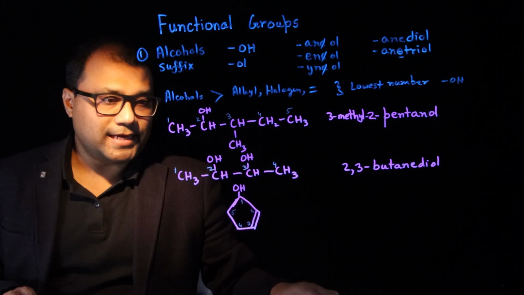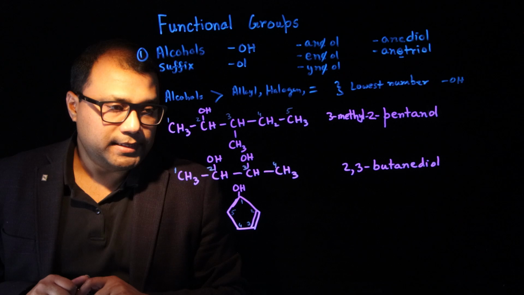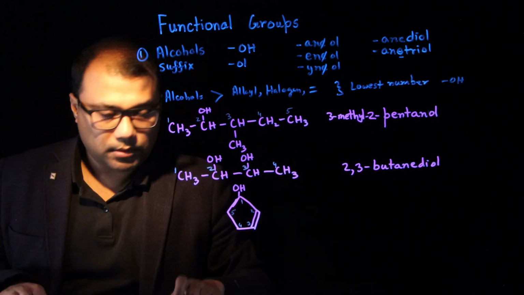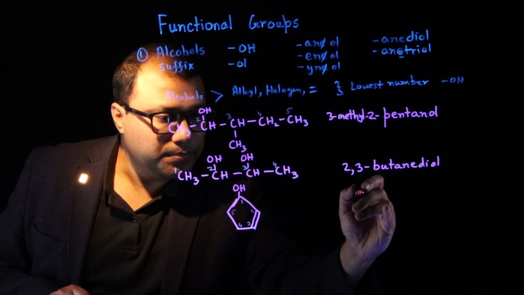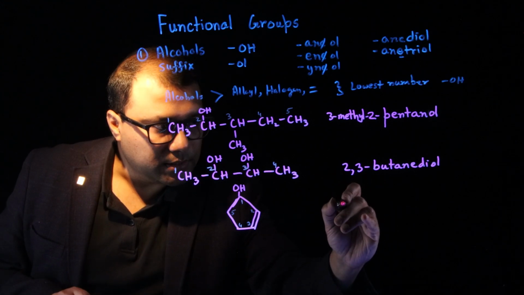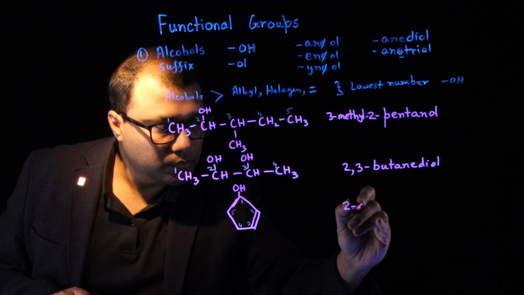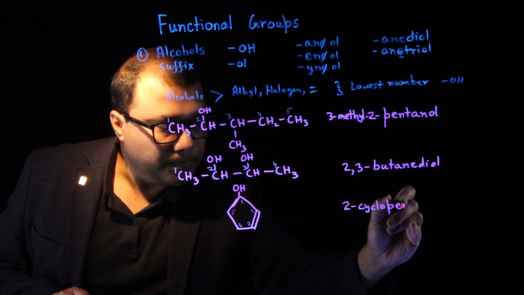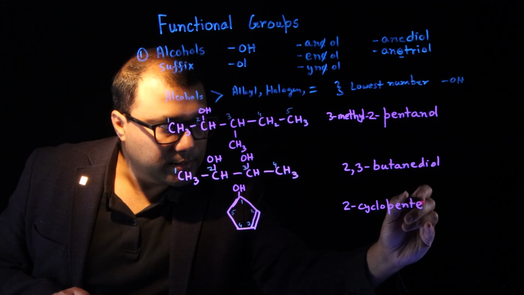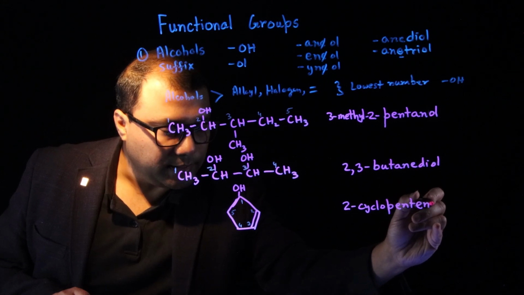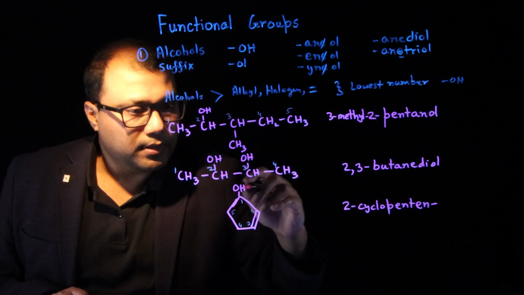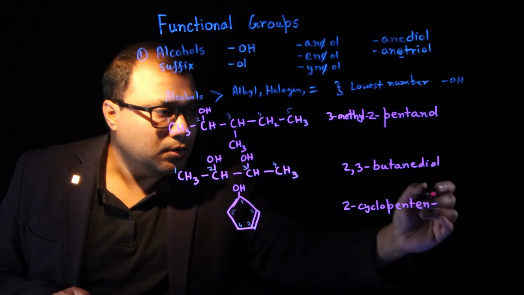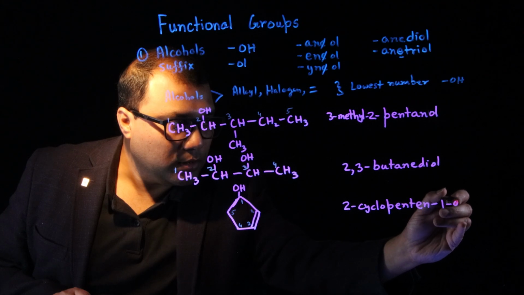So this is a cyclopentene. Right? So this will be, the double bond position is at 2, 2-cyclopentene, we'll not write the e. Now we need to let them know what's the position of the -ol. So it will be 1-ol.